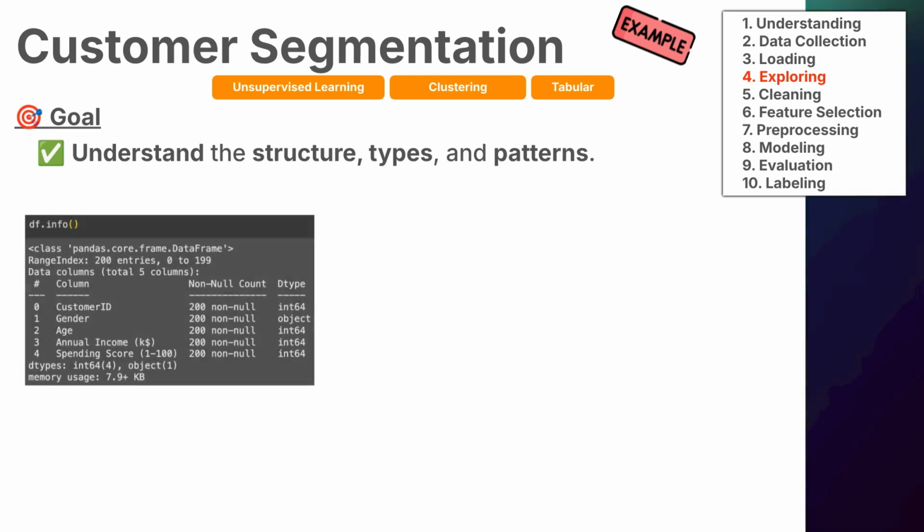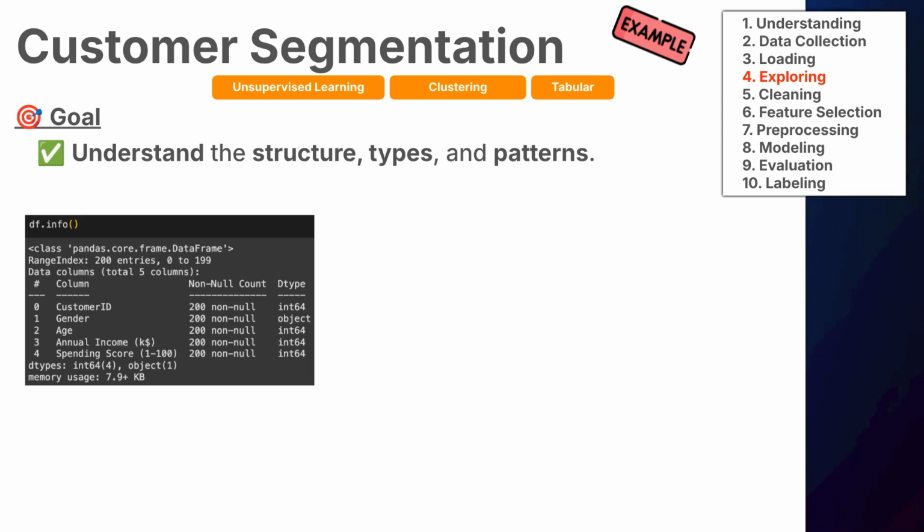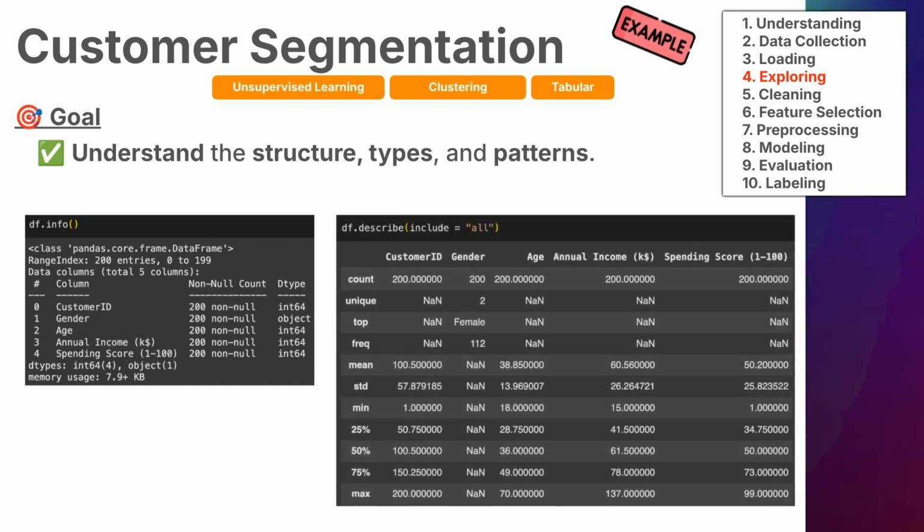First, the info method says the dataset has 200 rows and 5 columns. There are no missing values in any column. Each has 200 non-null entries. The data types are customer ID, age, annual income, and spending score are all integers. Only gender is an object type. Next, describe method says gender is a categorical column with 2 unique values. The most common is female, which appears 112 times.